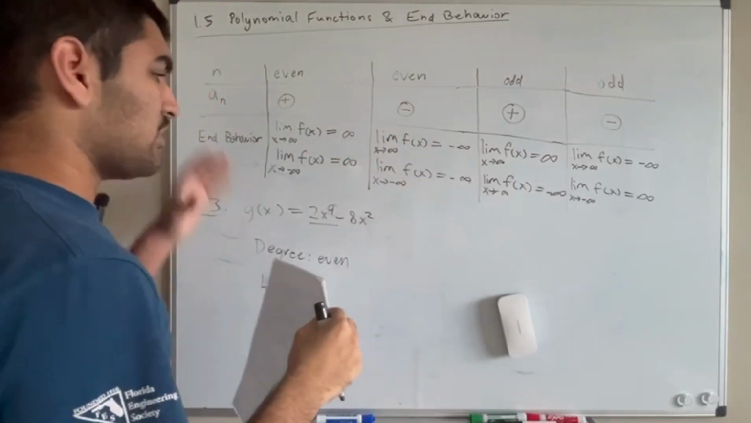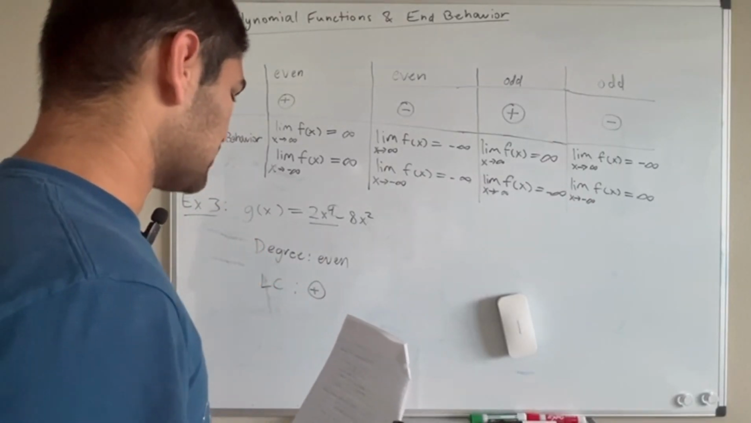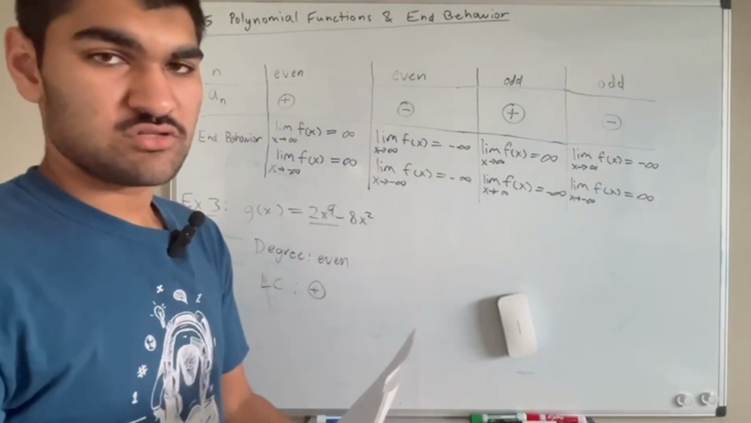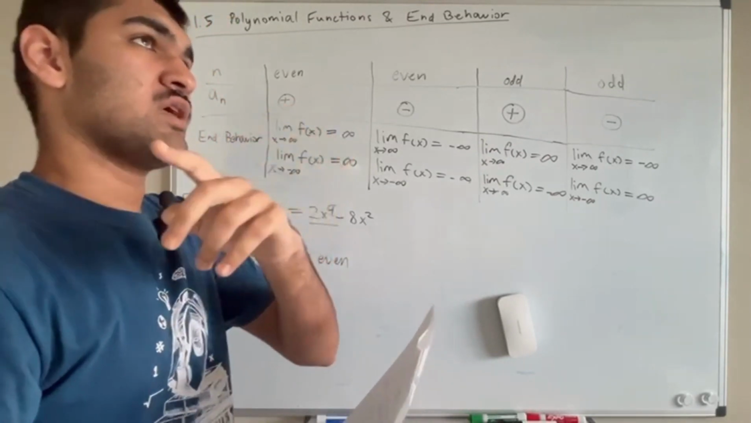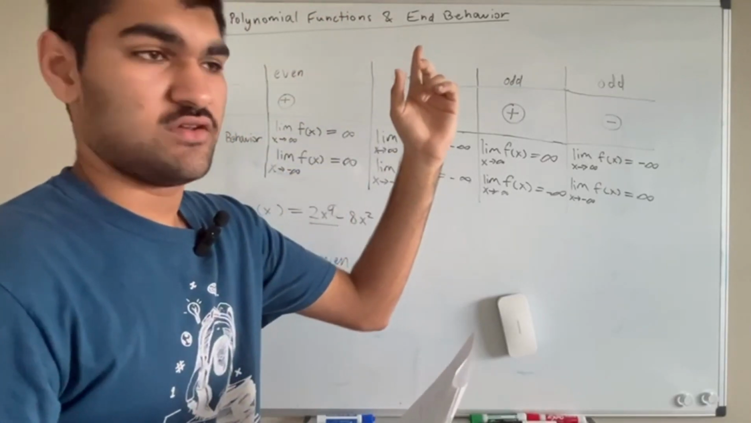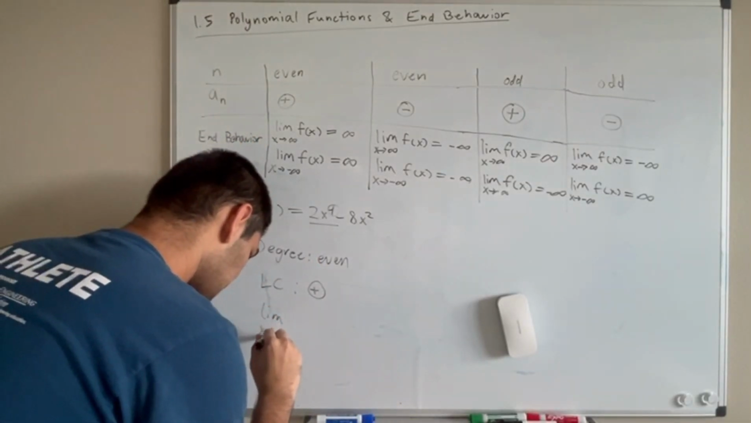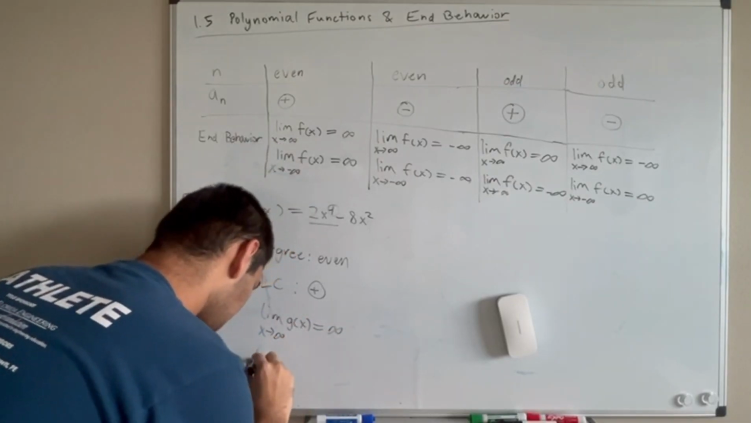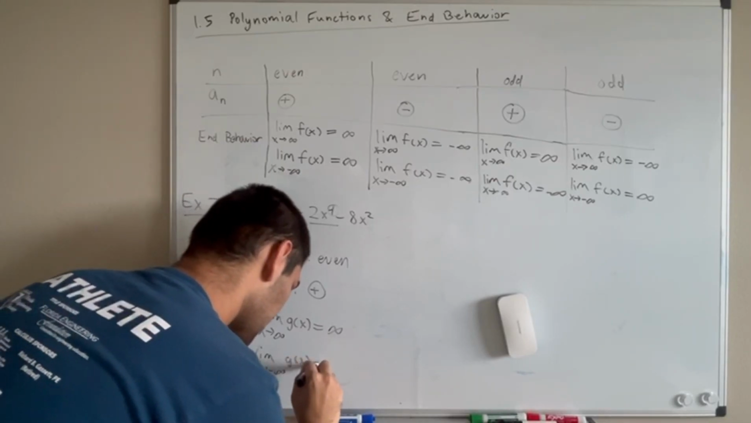But let's say you didn't have this table. How would you do this? Well, even degree, leading coefficient is positive. So just think of x squared, right? Because f of x equals x squared has an even degree and a positive leading coefficient. And then you can just think, okay, as x goes to positive infinity, f of x goes to positive infinity. And as x goes to negative infinity, f of x also goes to positive infinity. And so therefore, the end behavior must be the limit as x goes to infinity of g of x is equal to infinity, and the limit as x goes to negative infinity of g of x equals infinity.